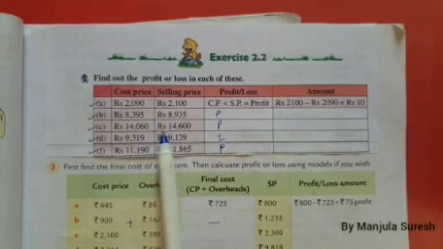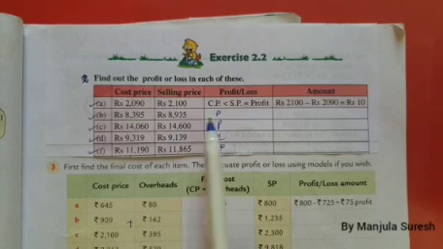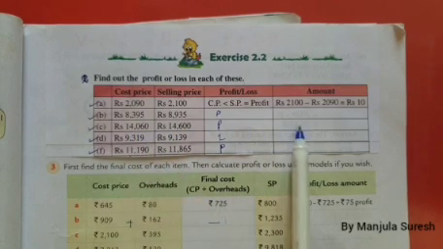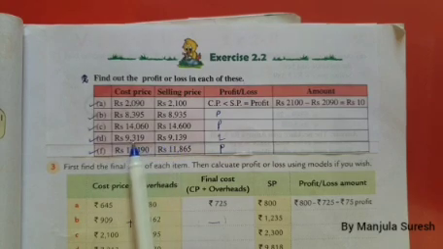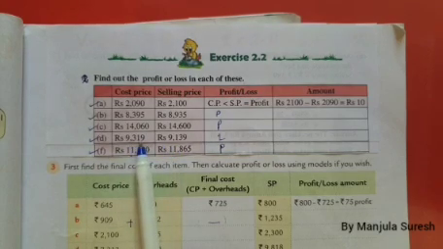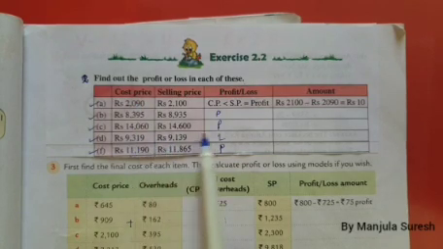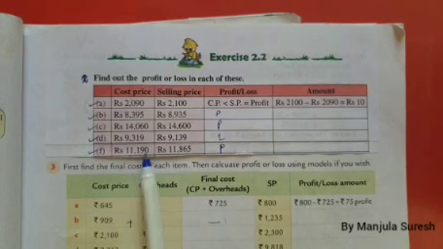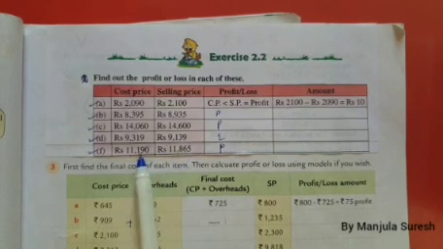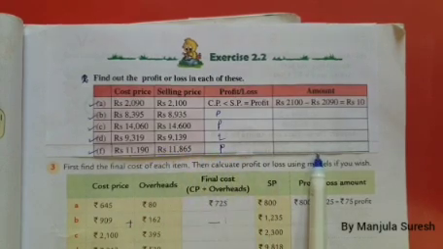Third question, which is bigger value? Selling price. Selling price is 14,600. So we make profit. How to find the profit? Do the subtraction, write the answer in this column. Question number D. Which is greater value? 9,319. So cost price is greater than the selling price. So we make loss. Find out the answer. Do subtraction. And the last one, here selling price is more, cost price is less. So we make profit. So do subtraction and write the answer.